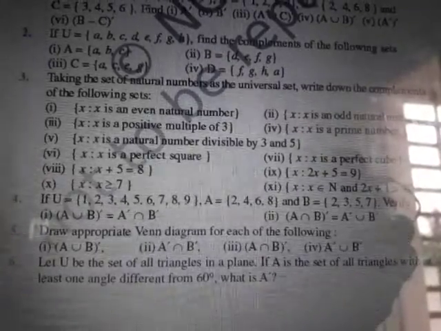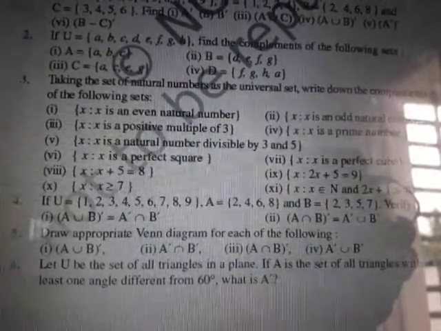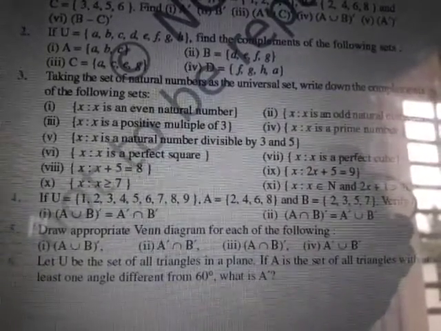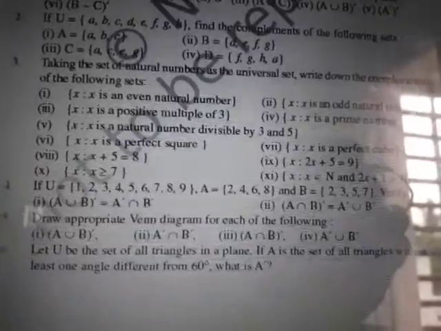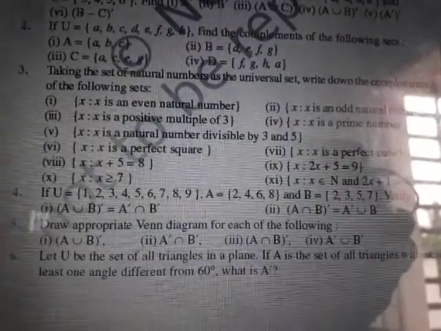If one angle is different from 60 degrees, then it will contain the other types of triangles except the equilateral triangle. Yes, only in an equilateral triangle are all three angles 60 degrees. Other than the equilateral triangle, in the remaining triangles, at least one angle may be different from 60 degrees. If all three angles are equal to 60 degrees, it is nothing but an equilateral triangle. So what is A dash? A dash will have only the set of all equilateral triangles. Hope you understood.